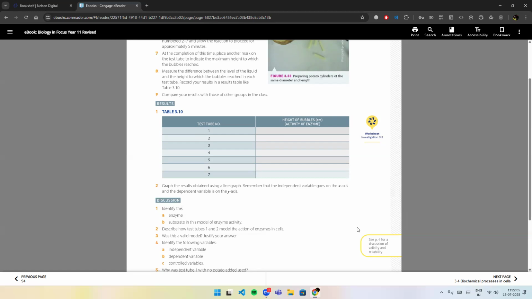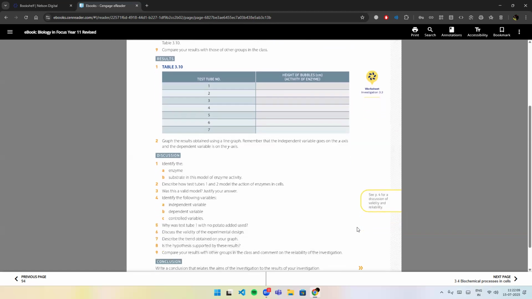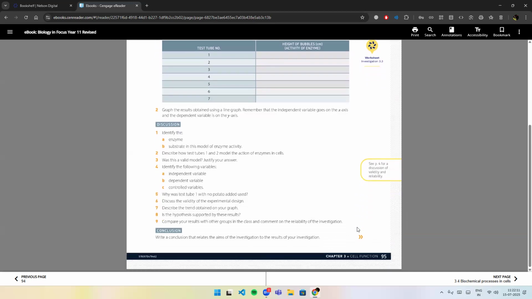Compare your results with those of the other groups in the class. Graph the results obtained using a line graph. Remember that the independent variable goes on the x-axis and the dependent variable is on the y-axis.